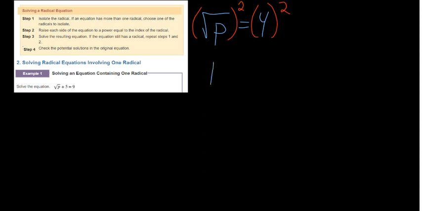So example 1 reads, solve the equation. That's not hard, right? The first thing I'm going to do is subtract 5 from both sides. So I'm going to have the square root of p is equal to 9 minus 5, which is 4. Well, in order to solve for p, I need to isolate it, right? So what do I need to do here? It looks like I need to square both sides. And then that would give me p is equal to 16.